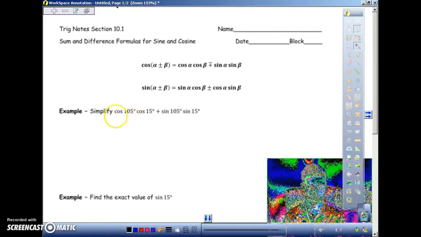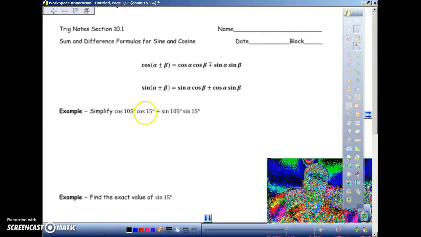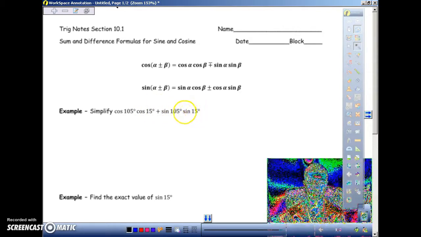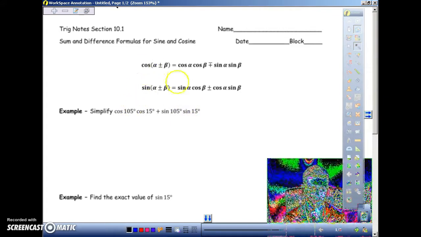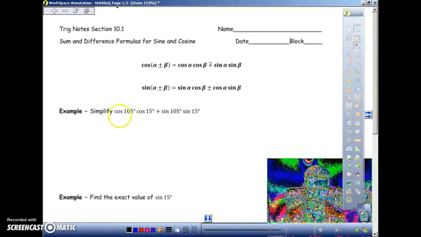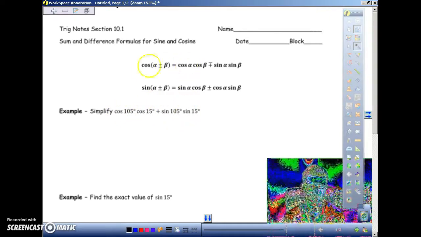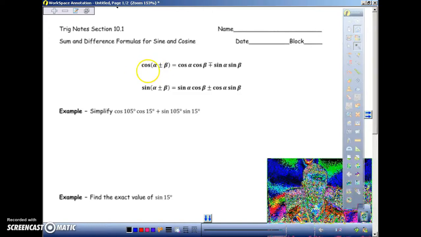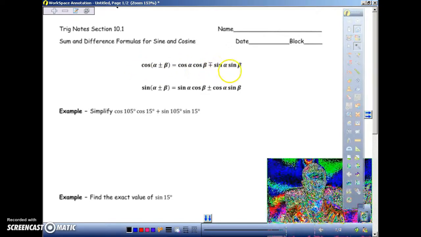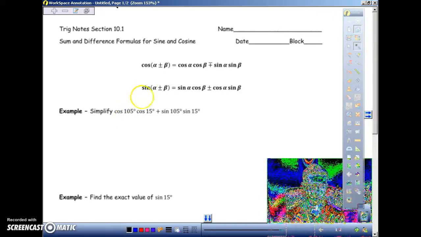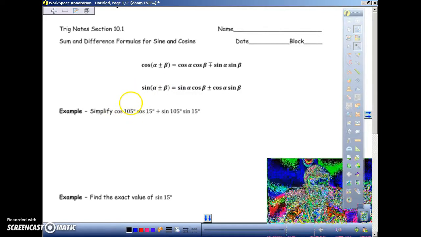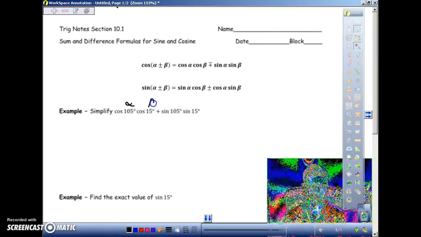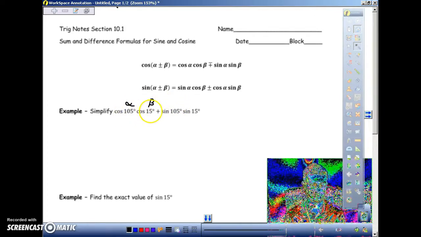The first one, it's showing we have the cosine of 105 degrees times the cosine of 15 degrees plus the sine of 105 degrees times the sine of 15 degrees. So what we want to do is identify which one of these sum and difference formulas we're going to be using. Because it's cosine, cosine, sine, sine, we're clearly going to be using the cosine one right here because that's the one that has cosine, cosine, and sine, sine. So what does that mean? Well, basically what we would want to do is identify which angle we're talking about here. So if we're using our angles, this is going to be alpha and this is going to be beta. So our 105 is our alpha and 15 is our beta.